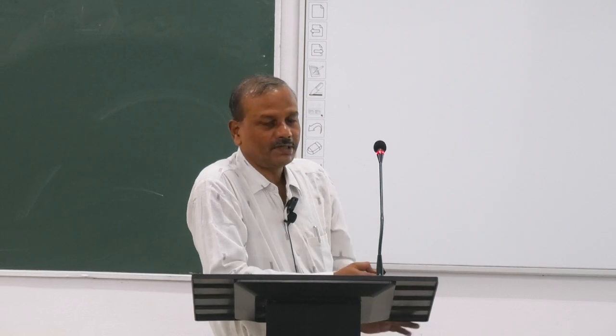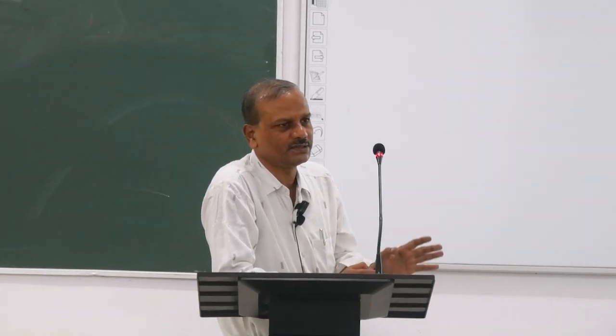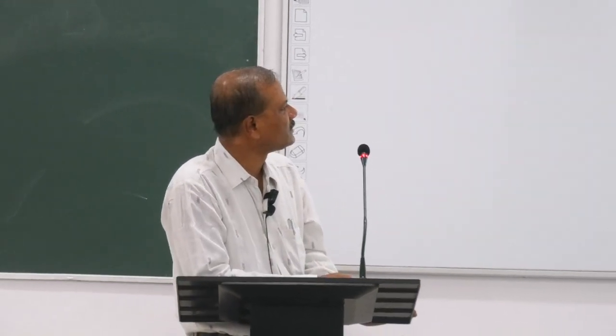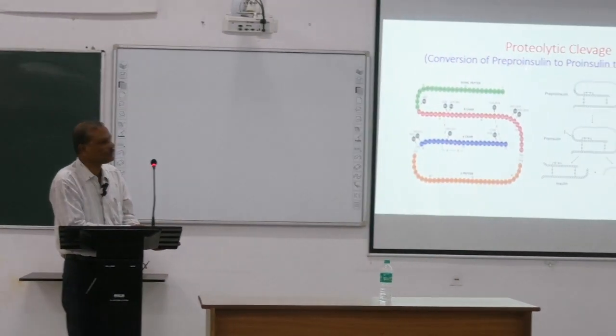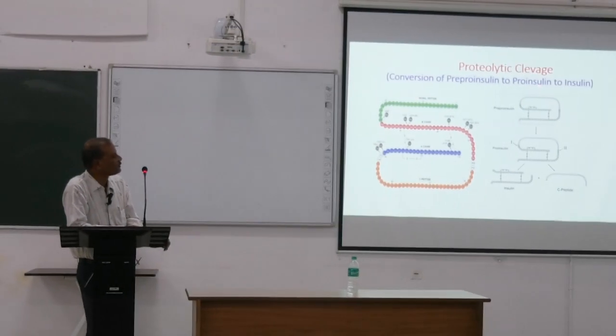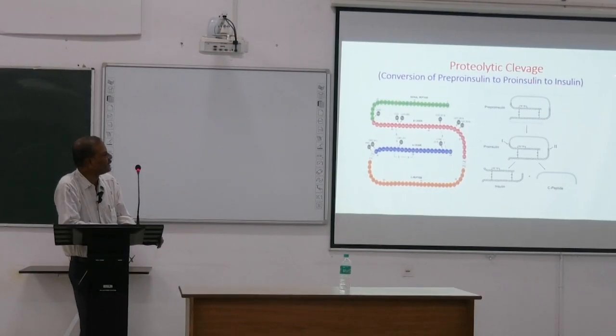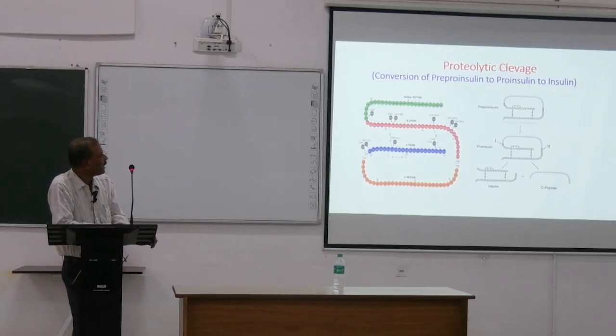Now, proteolytic cleavage is a classical example. You have to remember this throughout the rest of your life; there is no exclusion. You will be using this: insulin is synthesized as pre-pro-insulin, which has 110 amino acids, and it is converted to pro-insulin, which has 86 amino acids, and finally to insulin, which has 51 amino acids. Now, why is this important?